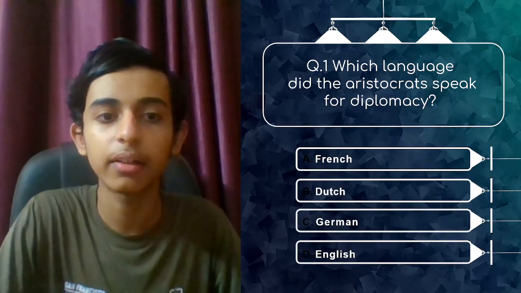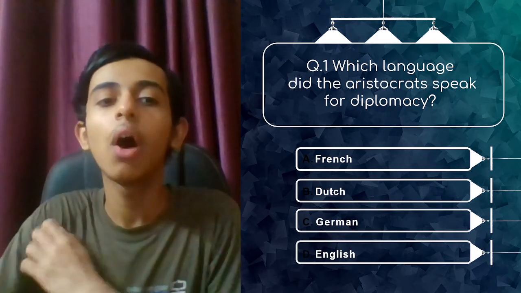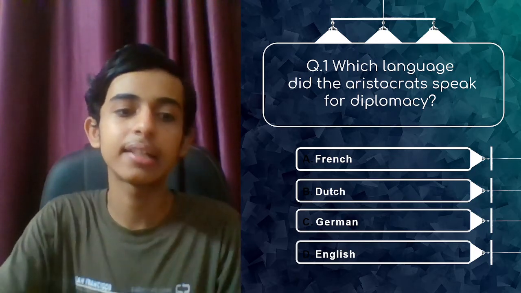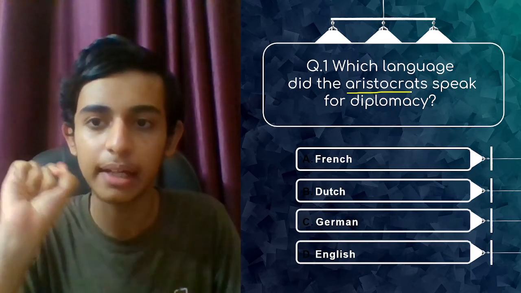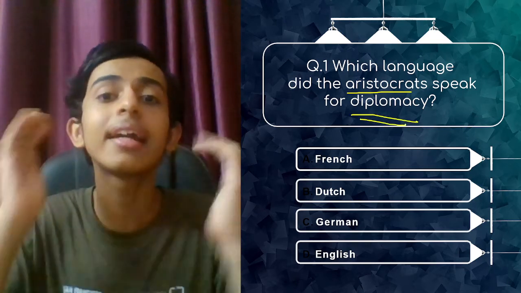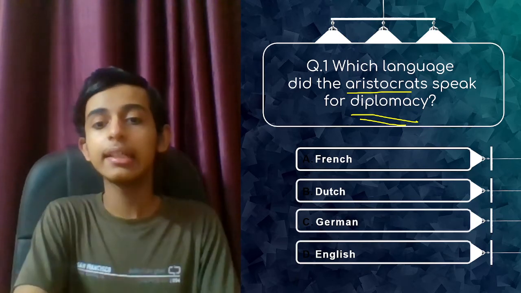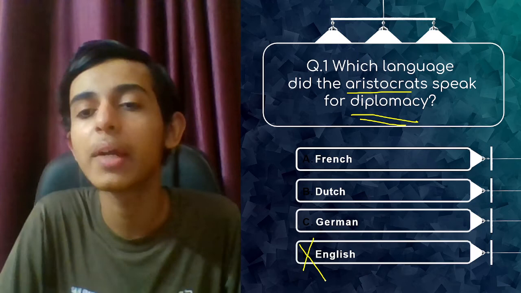Read it properly, and I will tell you some tips and tricks to crack SST. Which language did the aristocrats speak for diplomacy? Now, what is the question saying? First, understand that it is talking about the aristocrats. They are not saying generally they spoke it, but for diplomacy, for maintaining their social class, high class. Which language? Definitely not English, because English was spoken in Great Britain, and for aristocrats we are talking about Western and Central Europe.